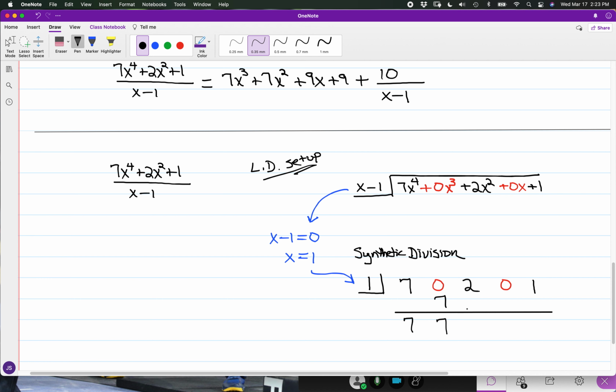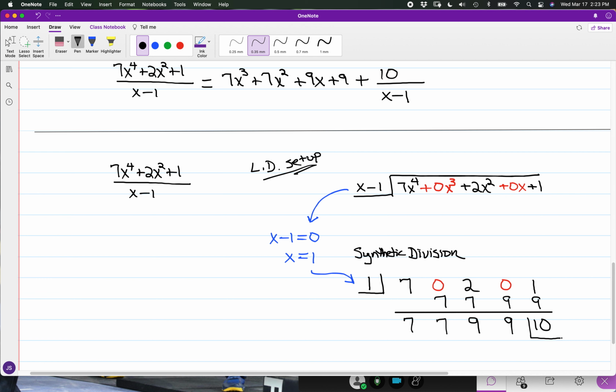And then we have 1 times 7, again it's going to be 7. Now, adding together, we have 2 plus 7 is 9. Now we have 1 times 9 is 9. Then next, we have 0 plus 9 is 9. And then we have 1 times 9 is 9, and this will be transported over. And we have 1 plus 9 comes out to 10.